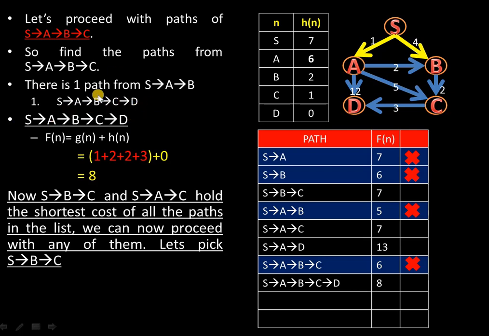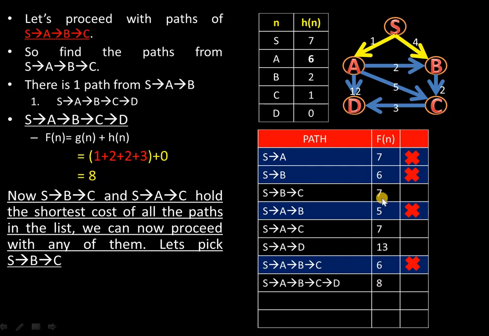So I'm going to find the function value here. F of n is equal to g of n plus h of n. What is g of n? The sum of the cost values. S to A 1, A to B 2, B to C 2, and C to D 3. 1 plus 2 plus 2 plus 3. And the h of n is equal to the heuristic function value of D. That is 0 here. So I've written 0. And what is the sum? It equals 1 plus 2 plus 2 plus 3 equals 8. Okay, and I've entered that value to the list.